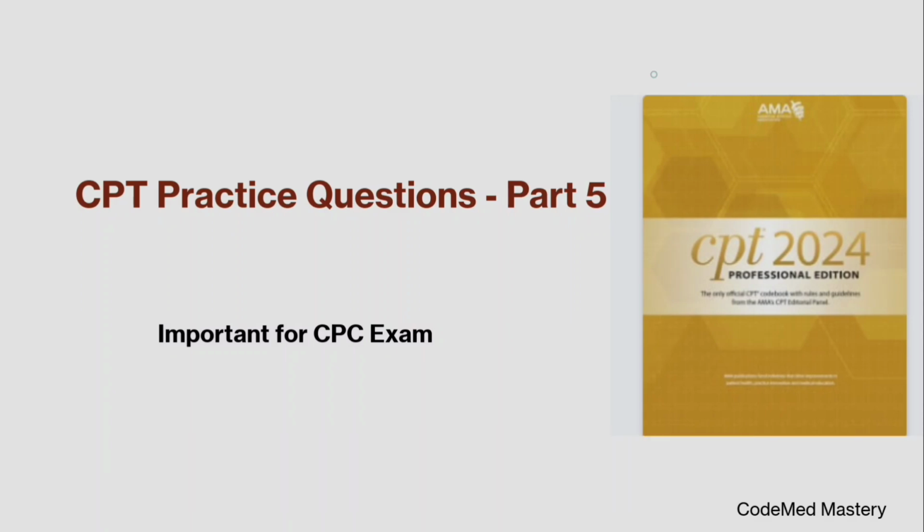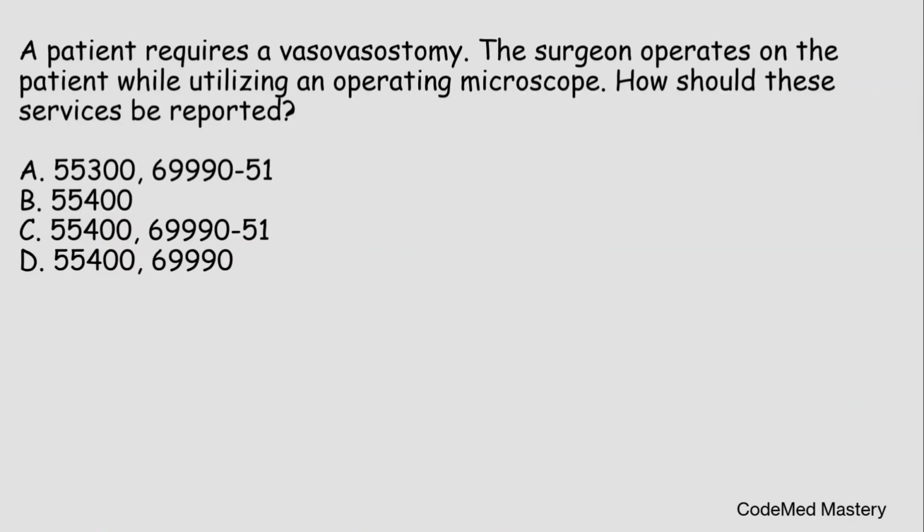Let's start with the first question. A patient requires a vasovasostomy. The surgeon operates on the patient while utilizing an operating microscope. How should these services be reported? Let us check the first codes from each option. In options A, B, C and D, let us check the first codes. They have given 55300 and 55400. Let us check these two codes.